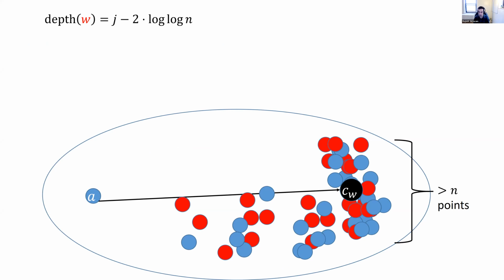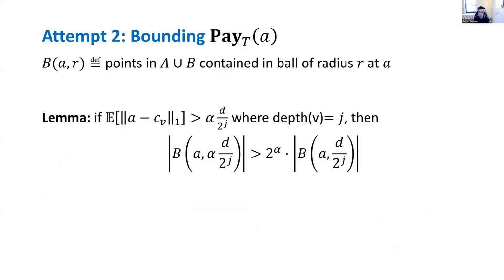So slightly more formally, we prove this one lemma. This is basically just the same thing we just showed on the prior slide. If you look at the ball of radius r around any point A, this is the set of points which are at radius r around A. If it happens that the distance in expectation from A to the center of mass at some vertex V at depth j is an alpha factor larger than it should be, this is an alpha factor bad.